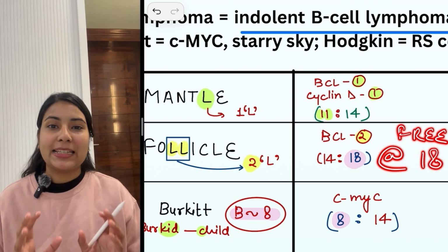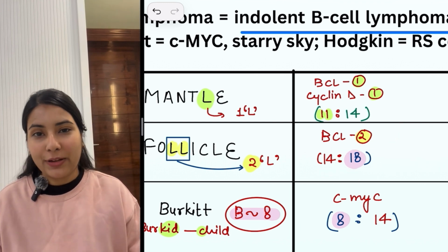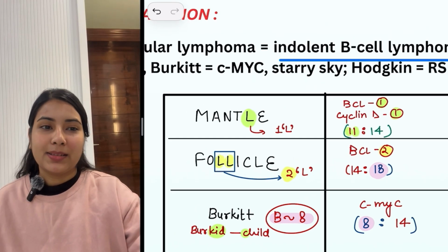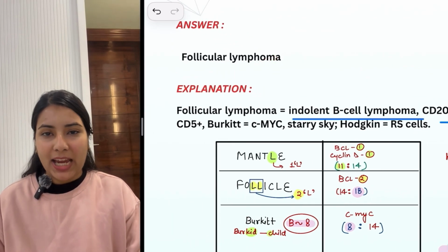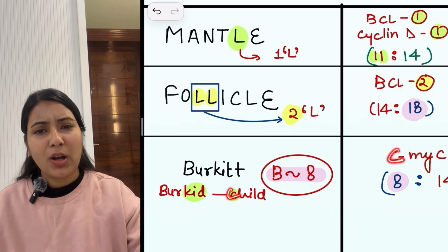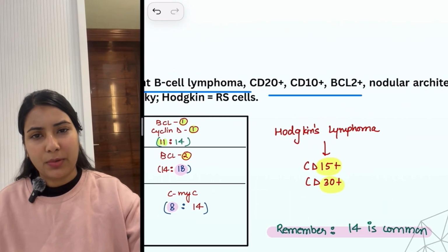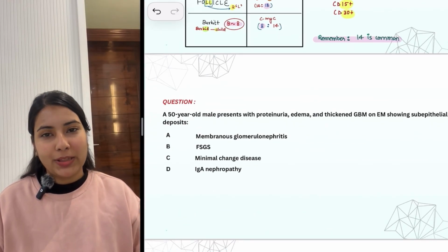So the answer here is follicular lymphoma, because the typical BCL2 word is given. In Burkitt's lymphoma we will remember it with Burkitt, and kid is a child, so we see c-MYC mutation in Burkitt's lymphoma. Hodgkin's lymphoma are CD15 positive and CD30 positive, right? Now moving on to the next question.